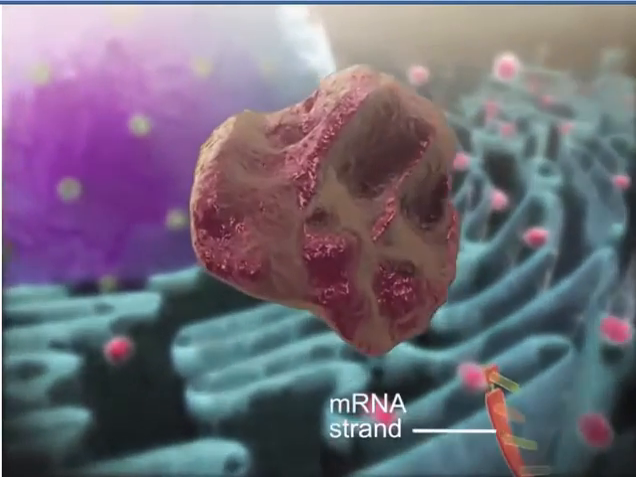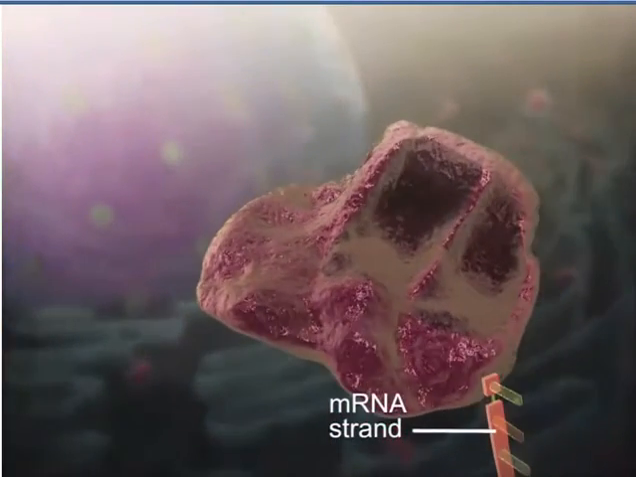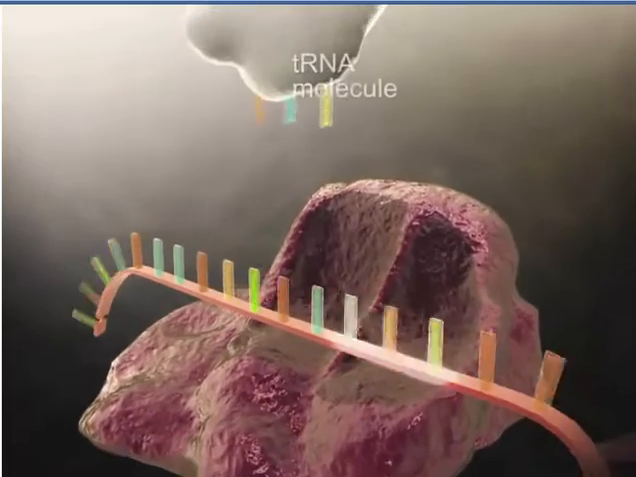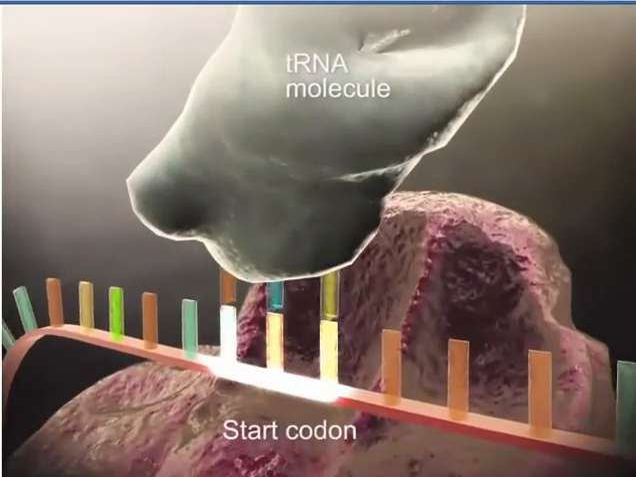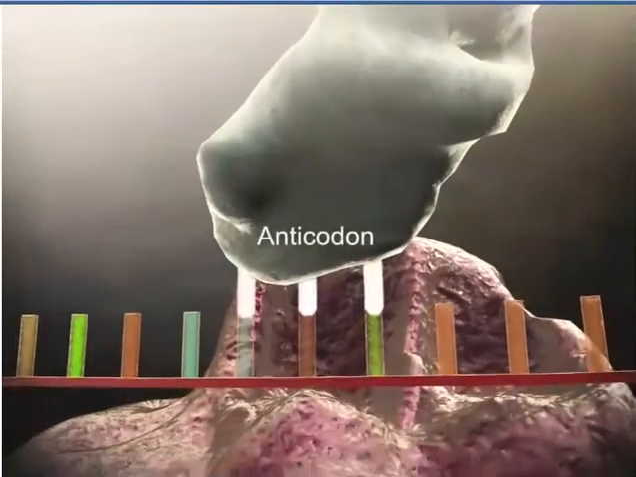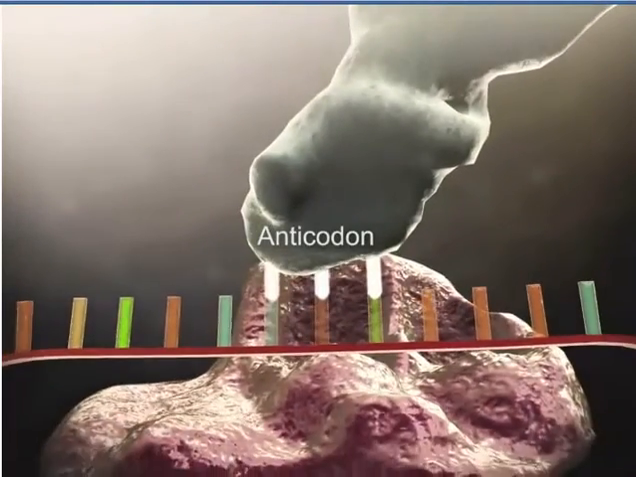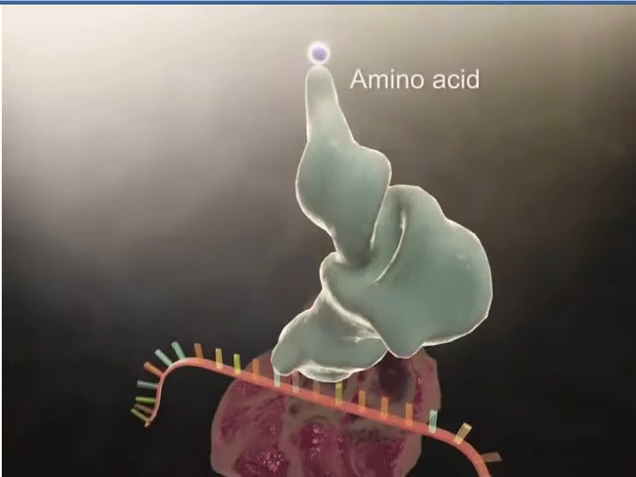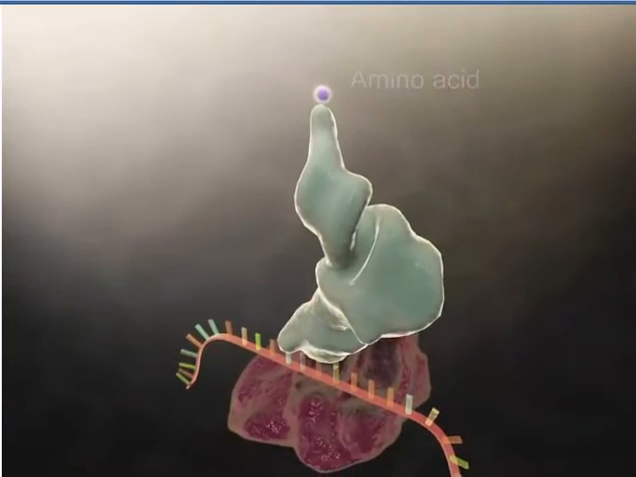the mRNA strand. At the same time, a transfer RNA, tRNA, molecule recognizes and binds to the start codon on the mRNA strand. tRNA recognizes the mRNA codon through its anticodon, which has a sequence complementary to the mRNA codon. It is the tRNA molecules that carry the amino acid building blocks of the protein.